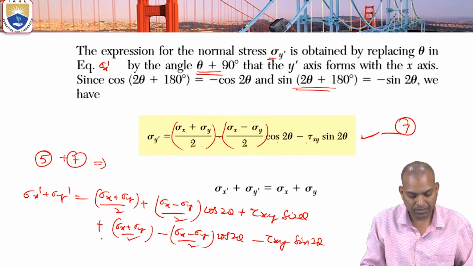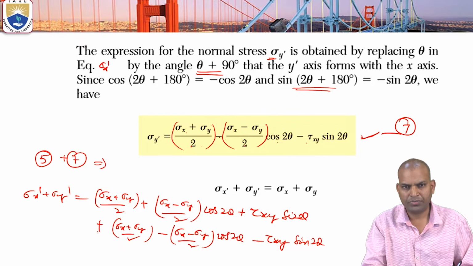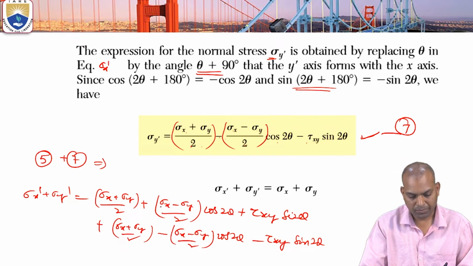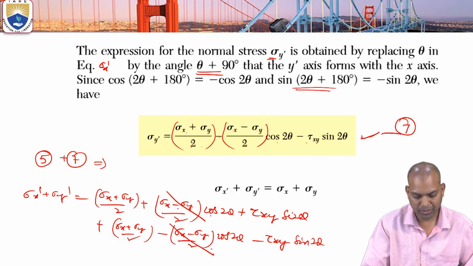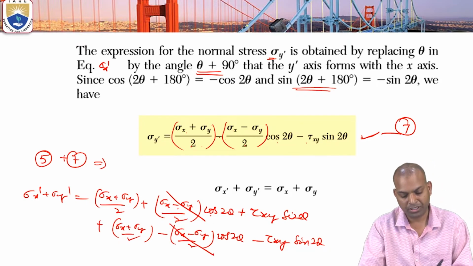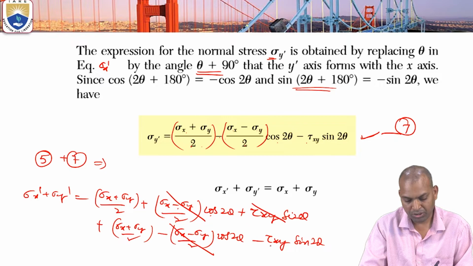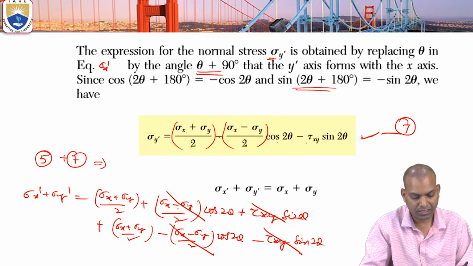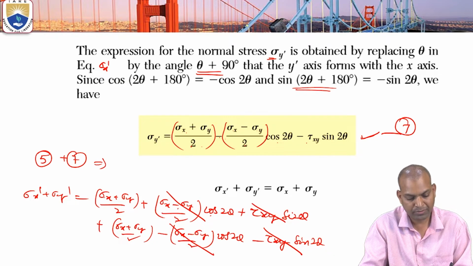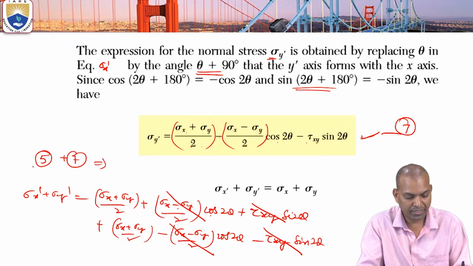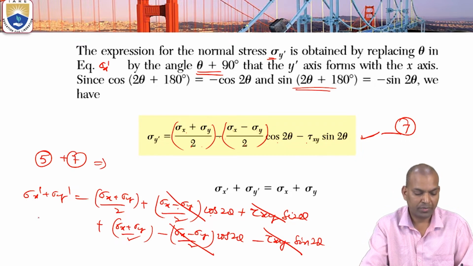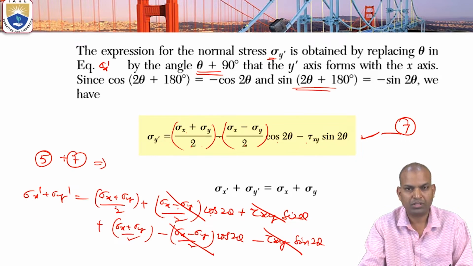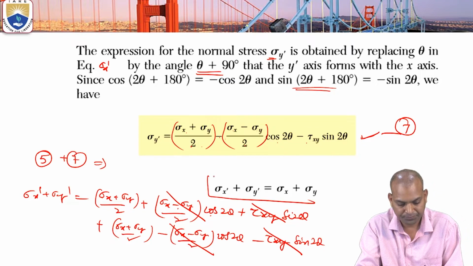Now cancel the same terms with the plus and negative sign. The plus sigma x minus sigma y by 2 cos 2 theta and the minus sigma x minus sigma y by 2 cos 2 theta got cancelled. And the positive tau xy sin 2 theta and negative tau xy sin 2 theta get cancelled. Then what is left? 2 times sigma x plus sigma y by 2, that is nothing but sigma x dash plus sigma y dash equal to sigma x plus sigma y.